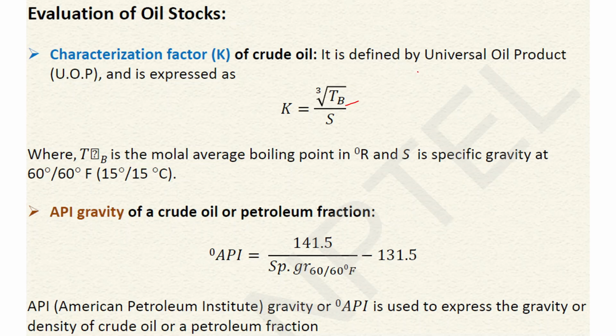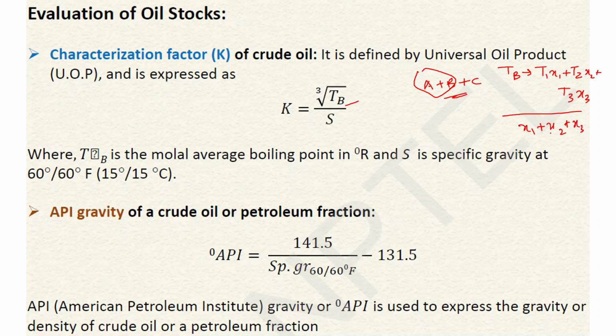Basically, if there is a crude oil fraction, suppose it consists of three components. How do we calculate this TB, the molar average boiling point? It is T1 x1 plus T2 x2 plus T3 x3, divided by x1 plus x2 plus x3.